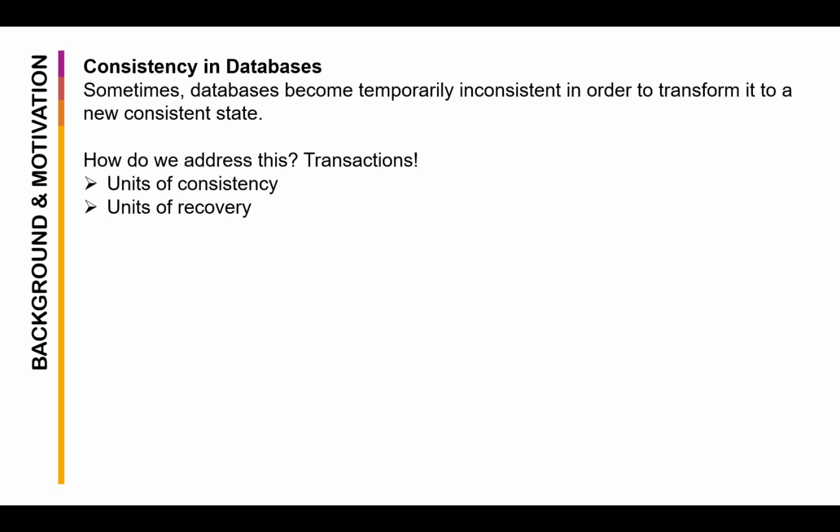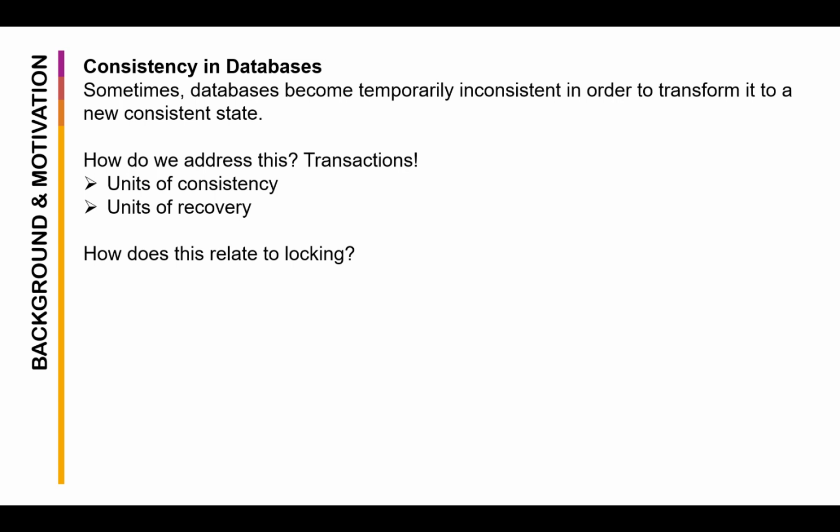Transactions are groups of sequences of atomic actions that transform one consistent state to another. They preserve consistency by undoing a failed transaction and enforcing the assertions, which means that transactions are also the units of recovery. Now, how does this relate to locking?